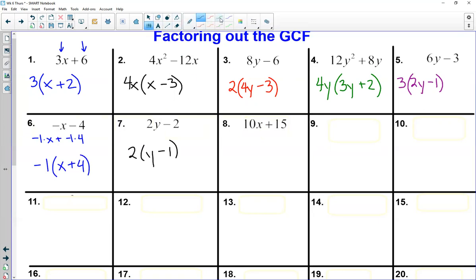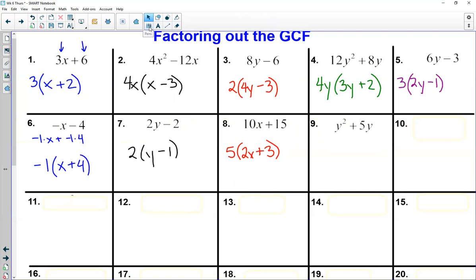For our next one, I'm going to have 10x and 15. Both of these are going to share a 5. They both have a factor of 5. And I'm going to set up my multiplication. 5 times 2x will give me 10x, and 5 times positive 3 will give me 15.